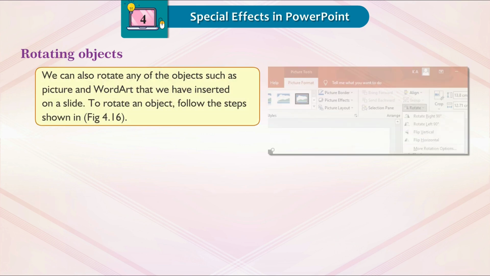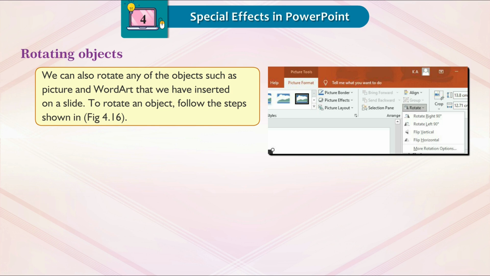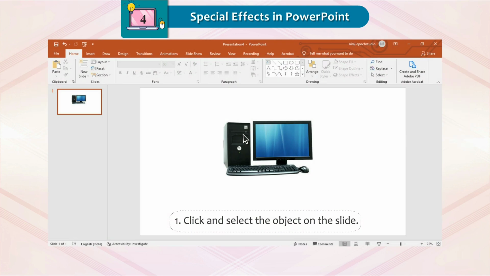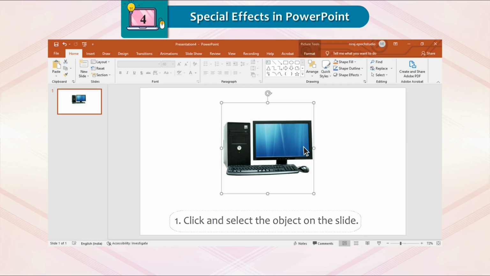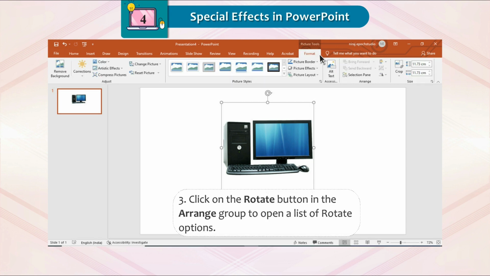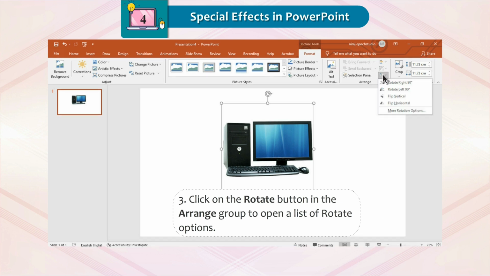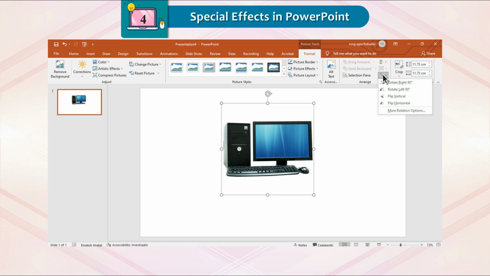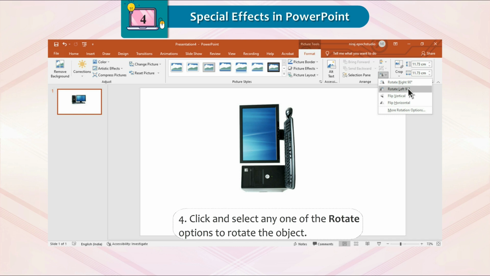Rotating objects. We can also rotate any of the objects such as picture and word art that we have inserted on a slide. To rotate an object, follow the steps shown in figure 4.16. Step 1. Click and select the object on the slide. Step 2. Click on the Picture Format Contextual tab. Step 3. Click on the Rotate button in the Arrange group to open a list of rotate options. Step 4. Click and select any one of the rotate options to rotate the object. Step 5. The image will be rotated according to the rotate option selected.